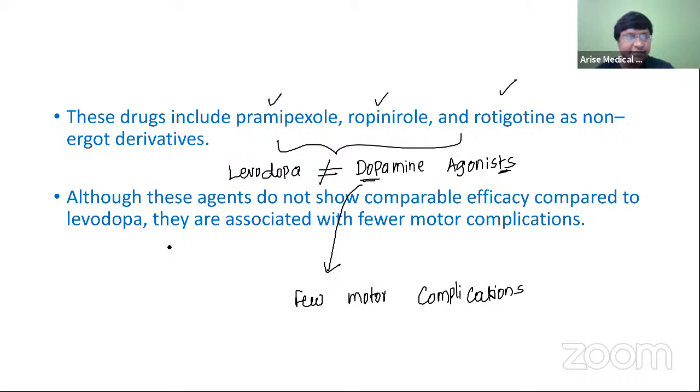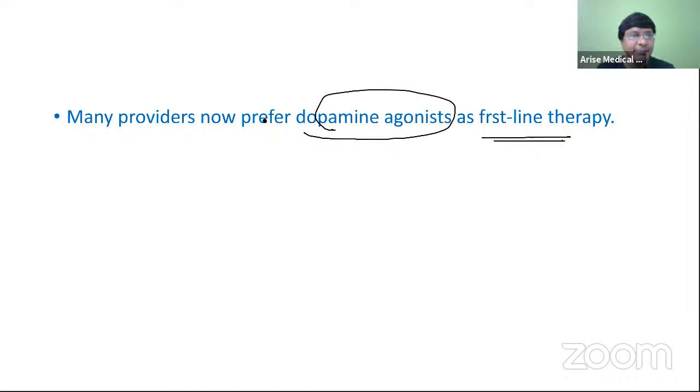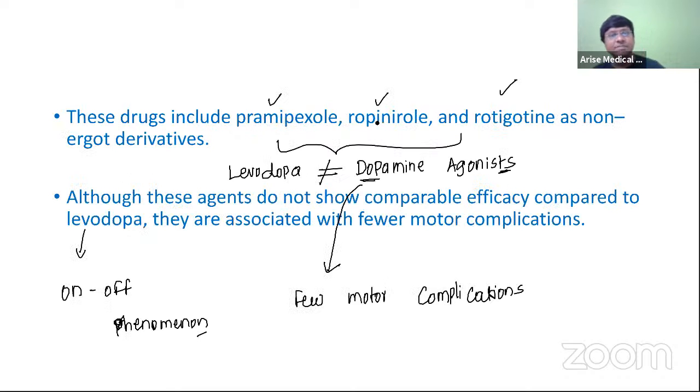Now, what is the adverse effect of levodopa? The adverse effect of levodopa is that the individual can develop what is called on-off phenomenon. But that on-off phenomenon, or those motor complications, are not there with the dopamine agonist. So that is the reason why many providers now prefer dopamine agonist as a first line therapy. What are those dopamine agonists? Pramipexole, ropinirole, and as well as rotigotine.